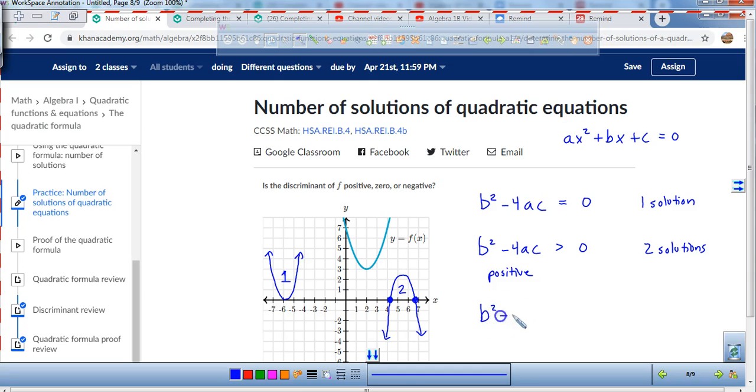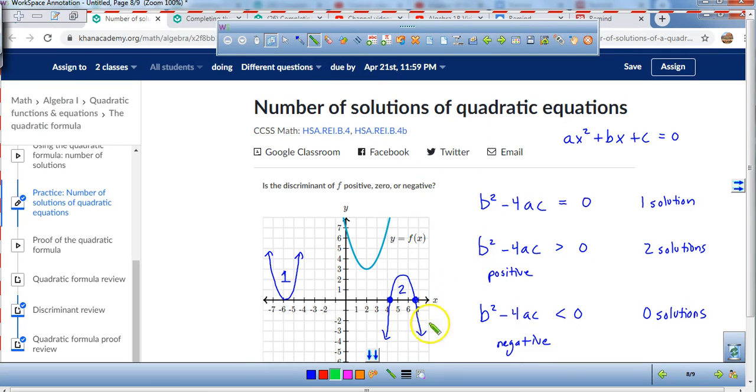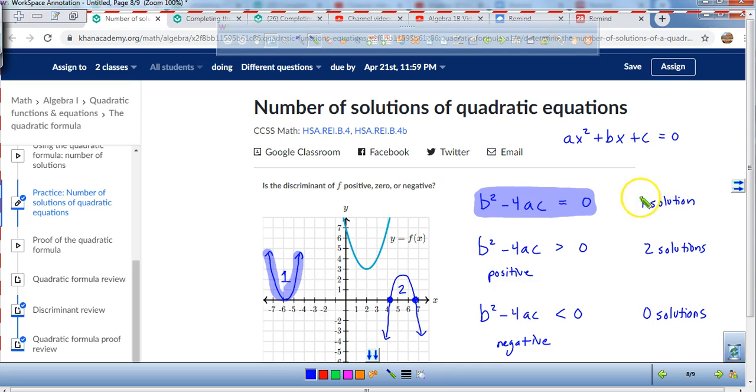And then this one, the discriminant is going to be negative. b squared minus 4ac will be less than 0, and that means you have 0 solutions. I'm going to highlight these different things, and you can put them in your journal. You could even do these drawings if you want to. So right here, if you have one solution, b squared minus 4ac is equal to 0, and it touches the x-axis once.